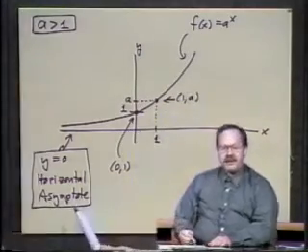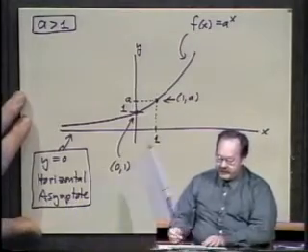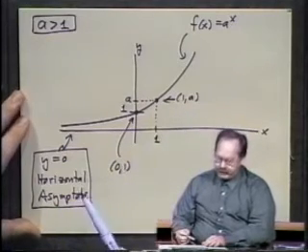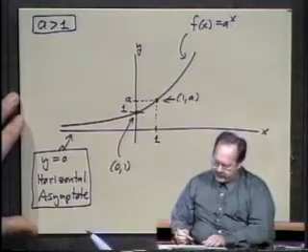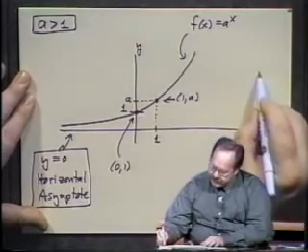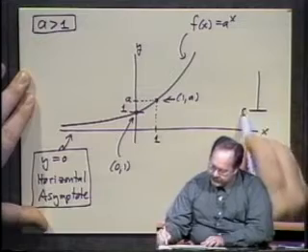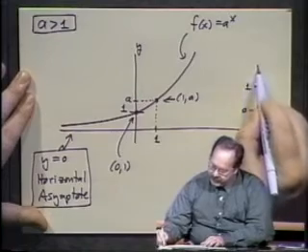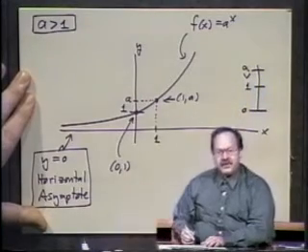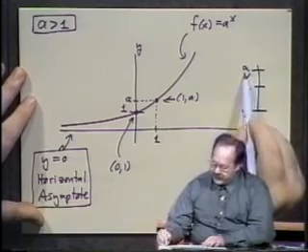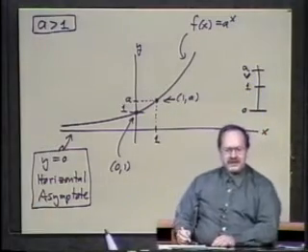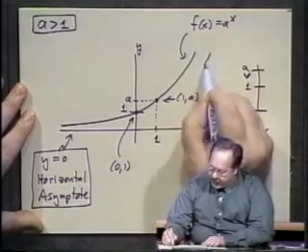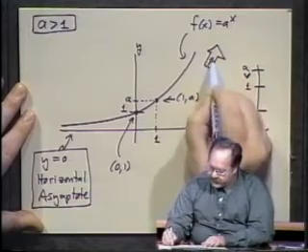Those 2 points are important and will always occur on every graph of a function where a is greater than 1. There'll always be a point (1, a) and the point (0, 1). What else can we say here? You might observe, if this is the x-axis, notice the relationship of 1 and a. Here a is greater than the 1 down here, as you might expect.